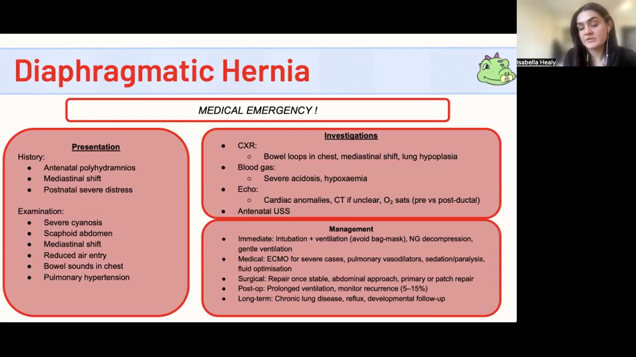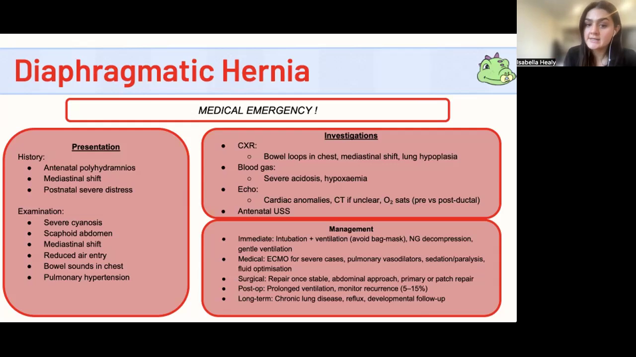Many of these cases, as we mentioned, are diagnosed antenatally, but the importance too is allowing for planned delivery at a centre that has capacity to escalate care, so things like ECMO available. It's a medical emergency. These babies require stabilization medically before they can go on to have operative or surgical management. So they immediately need resuscitation.